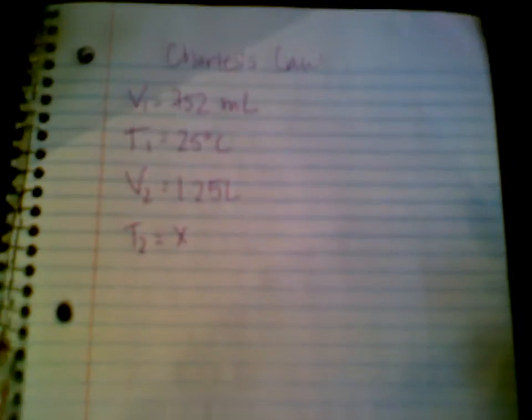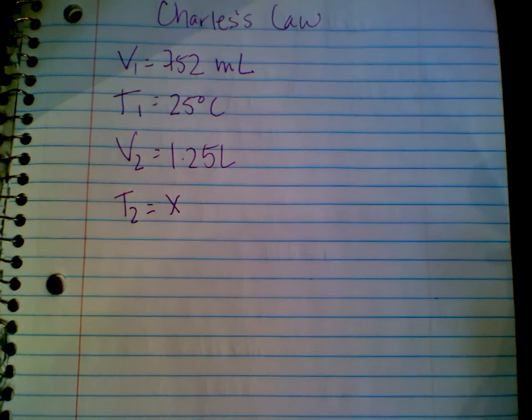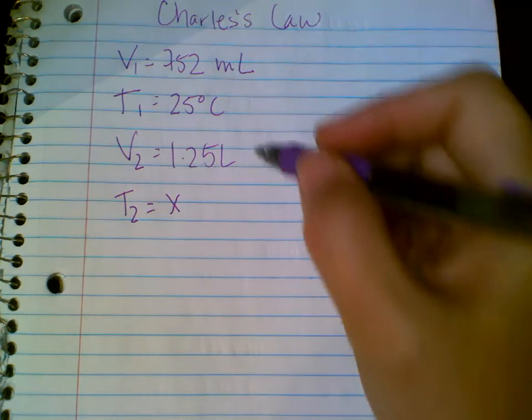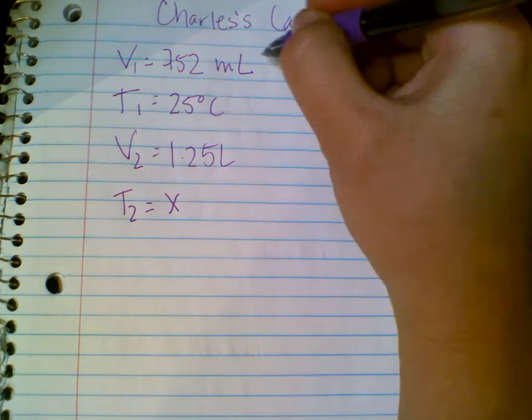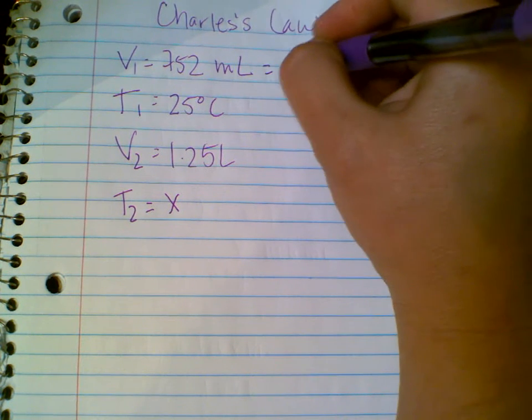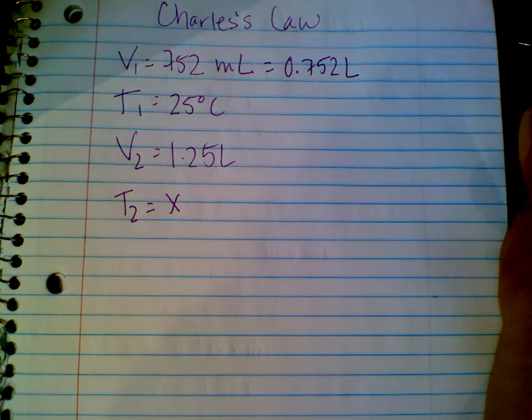All right, so next we're going to be looking at our Charles' Law problem that I gave you. Just like with Boyle's Law, it's important that our units for volume be consistent. If you look at this, my milliliters and liters are not consistent. So I'm going to convert my milliliters to liters, which is just dividing by 1,000. So I'm going to use 0.752 liters.